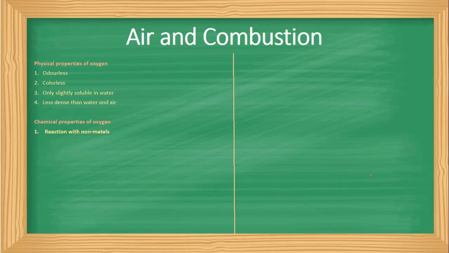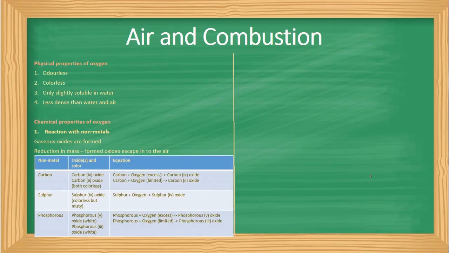The chemical properties of oxygen. First, we look at the main properties. 1, we look at the reaction with non-metals. Basically, there are 3 non-metals that oxygen commonly reacts with, and these are phosphorus, sulfur, and carbon. The reactions are, of course, through heating. So what happens here is that there is also reduction of mass. Once these non-metals react with oxygen, gaseous oxides are formed, and these gaseous oxides are able to escape into the air. And that's why in the final product there is reduction in mass.